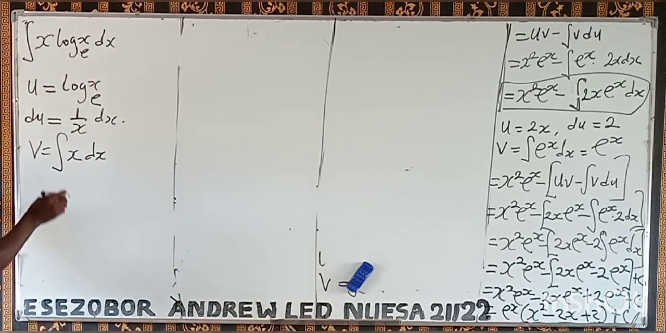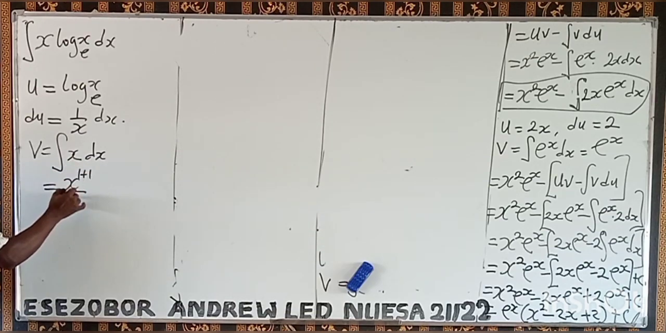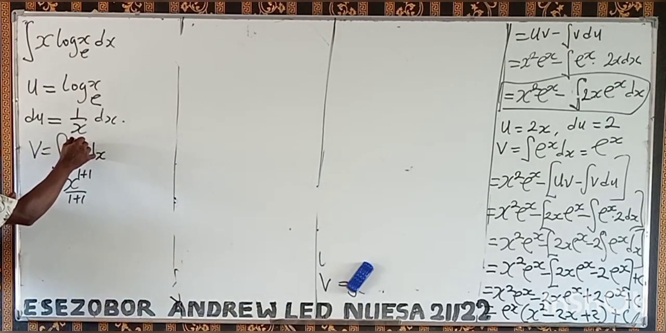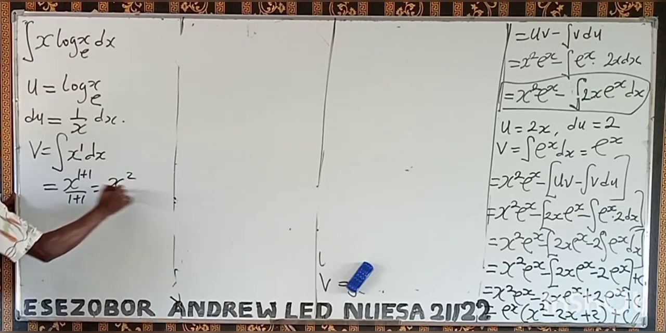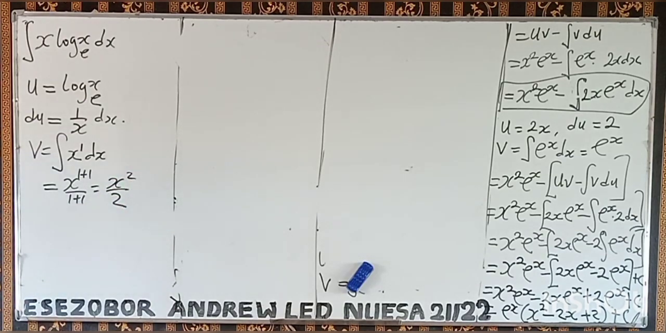If you integrate x, you're going to have x to the power 1 plus 1, all over 1 plus 1. Remember how to integrate a polynomial function: because x is power 1, you add 1 to the power and divide everything by that same new power. You're going to have x squared over 2. That's how we integrate polynomial functions. Now, going to the formula, our answer will be uv minus integral v du.